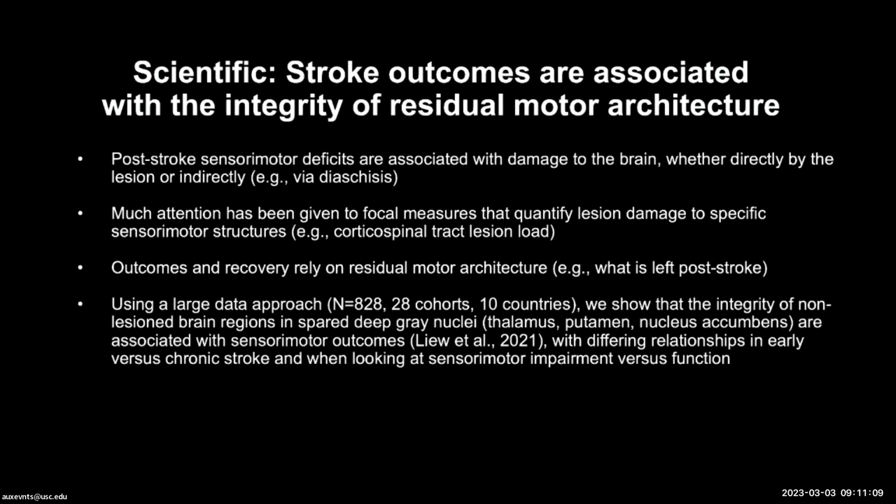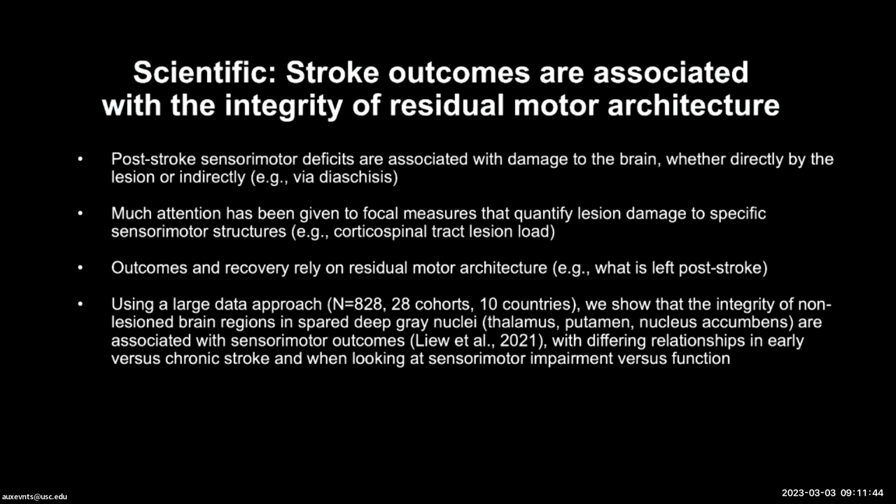So for instance, using this large data approach, we looked at 828 people with stroke across 28 cohorts. And we found that the integrity of non-lesioned brain regions in spared deep gray nuclei, such as the thalamus, the putamen, and the nucleus accumbens, are associated with sensory motor outcomes, and that these relationships differ across time, so in early versus chronic stroke. And they also differ when you're looking at a measure of sensory motor impairment versus function. So specifically, we found only relationships between these deep gray nuclei as predictors of sensory motor impairment, but not of sensory motor function, so things like the Wolf motor test.